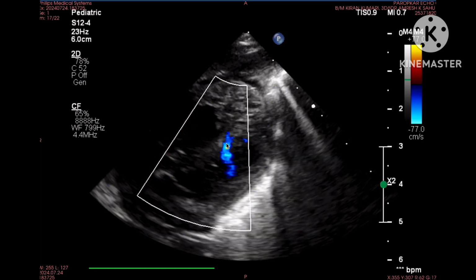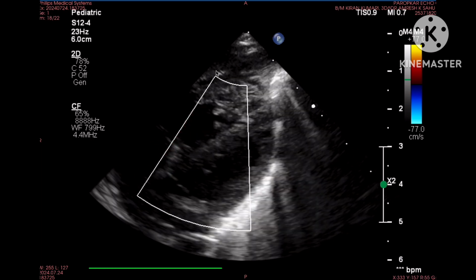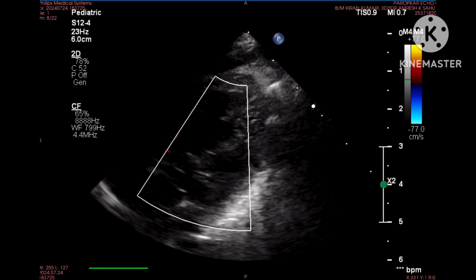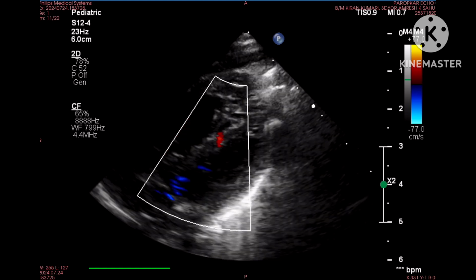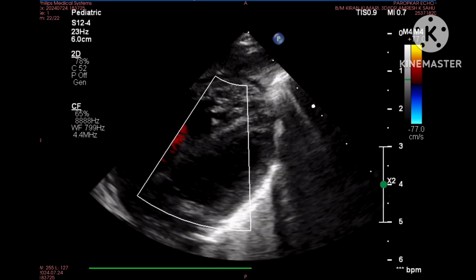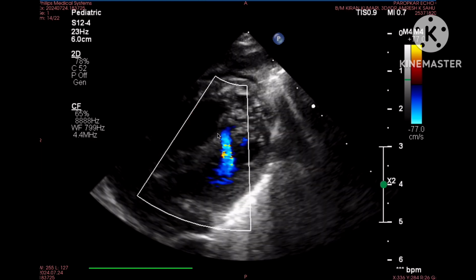So now you see the flow is mainly right to left. For the very initial part, the flow is red. You see, just the flow is red. So the very initial part, the flow is red, mainly it is blue. So if the flow is mainly blue in color, it indicates raised right ventricular systolic pressure. Raised right ventricular systolic pressure means raised pulmonary artery systolic pressure. That means persistent pulmonary hypertension of newborn.